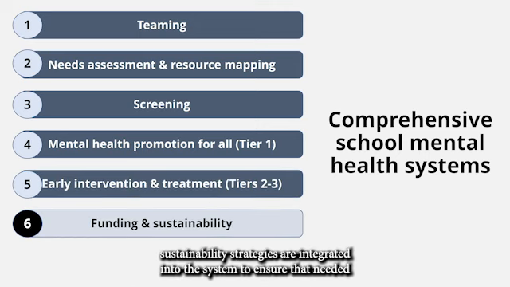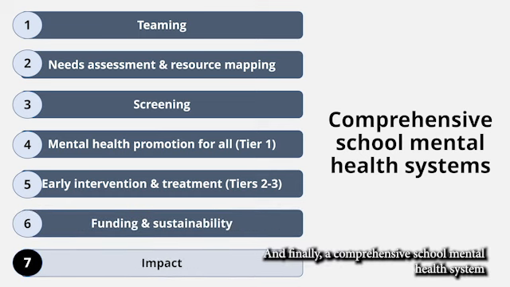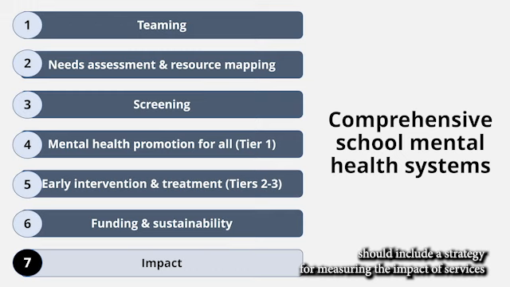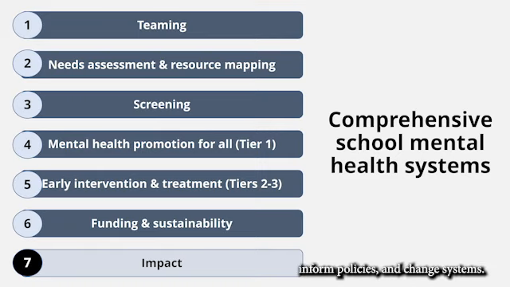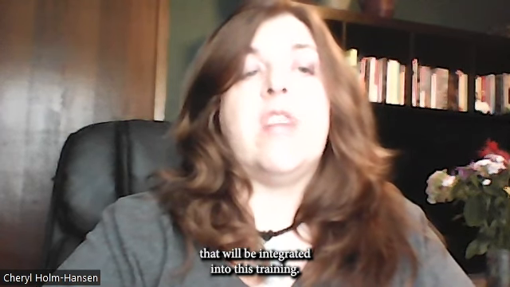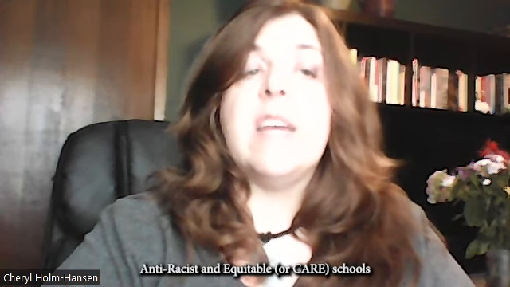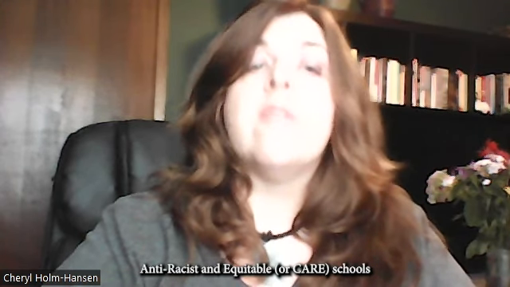Funding and sustainability strategies are integrated into the system to ensure that needed services can be provided and sustained over time. And finally, a comprehensive school mental health system should include a strategy for measuring the impact of services and using impact information to continuously strengthen services, inform policies, and change systems. The Comprehensive School Mental Health Framework includes a variety of best practice recommendations that will be integrated into this training. This training was also designed to align with the culturally responsive, anti-racist, and equitable, or CARE, schools model.